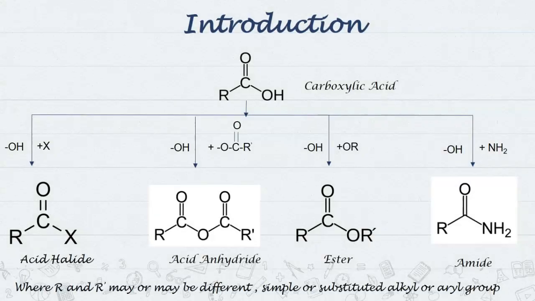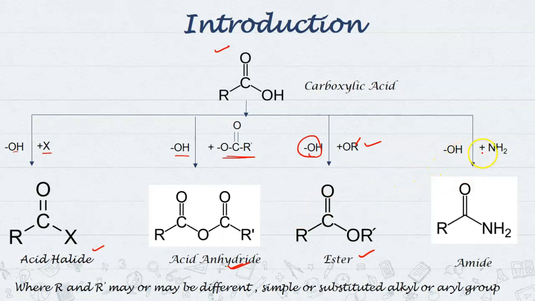Correct? So this is your structure of carboxylic acid, and there you can see on replacement of OH with any of the halide groups, you are going to get acid halide, and the structure of acid halide is as shown over here. And if you replace the OH with the OCOR dash group, you are going to get acid anhydride. You can see that structure. Correct. And when you replace OH with OR dash, then you are going to get RCOOR, that is your ester. Correct. This is another functional derivative of carboxylic acid.